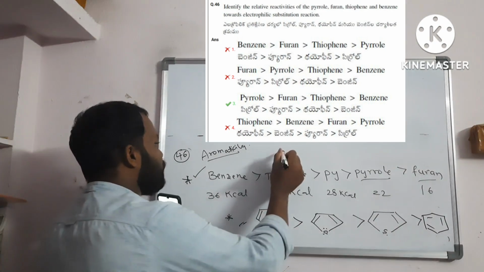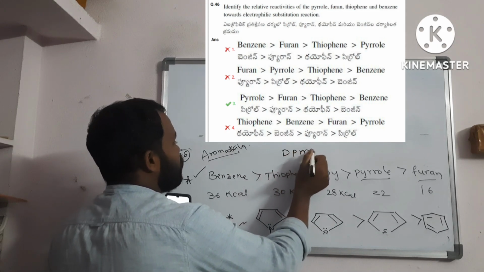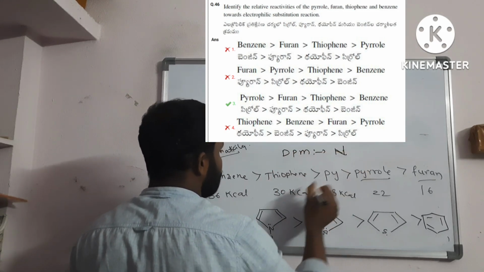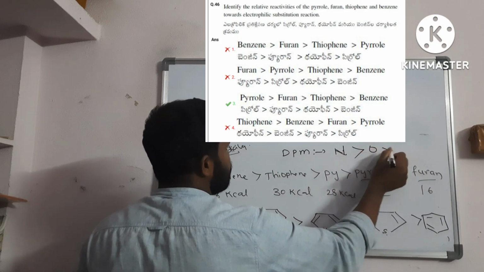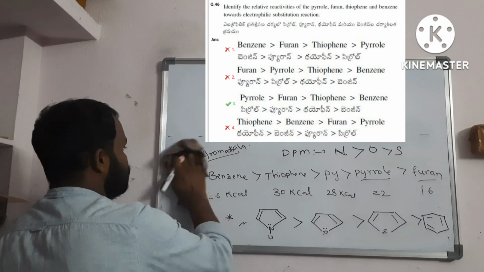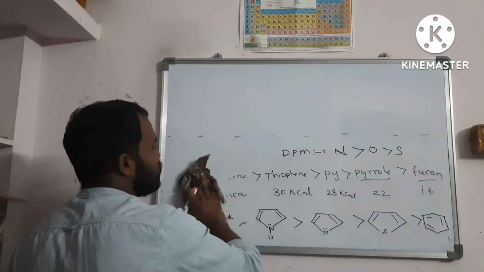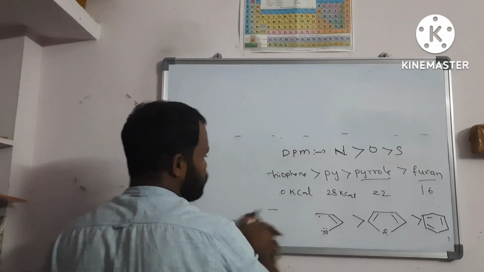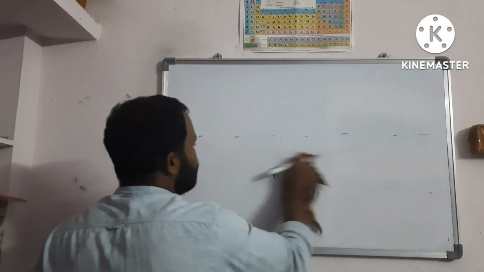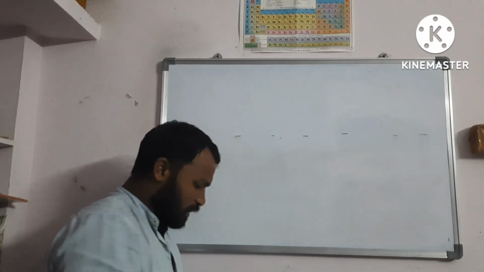The dipole moment order is also the same: pyrrole, then furan, then thiophene. Both follow the same order for dipole moment. This is the aromaticity concept. Electrophilic substitution goes pyrrole, furan, thiophene, then benzene. Option C is correct.